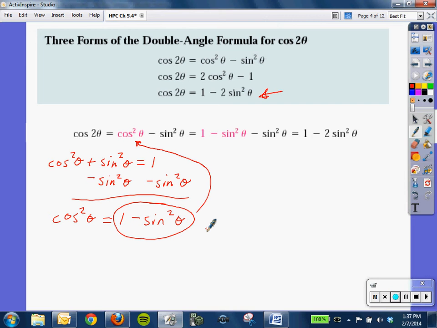Now, if you wanted to come up with the second one, we would have to use the first and plug into sine squared.